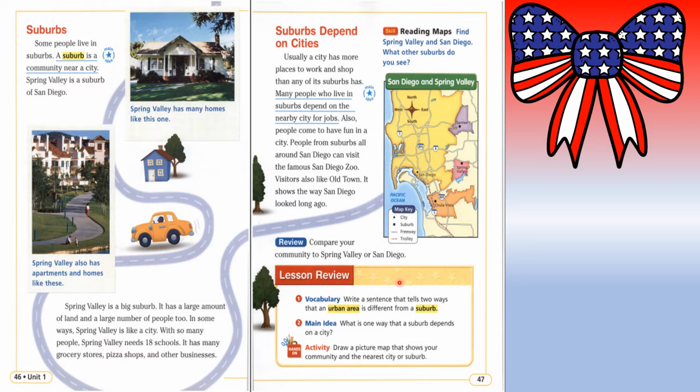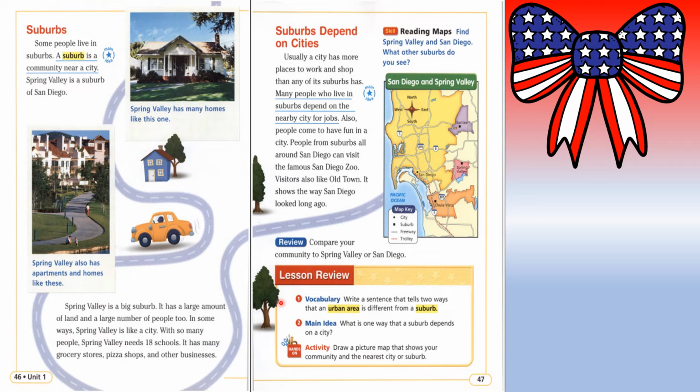Well, I live in Bridgetown, Ohio, and Bridgetown, Ohio is smaller than Spring Valley. Bridgetown is a suburb outside of the city of Cincinnati in Ohio, just like Spring Valley is a suburb outside of the city of San Diego. But I can tell that Bridgetown is smaller than Spring Valley because Spring Valley has 18 schools. Bridgetown only has 7. All right, let's go and look at the lesson review.